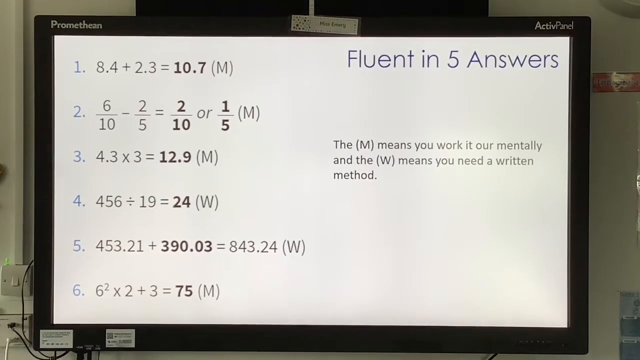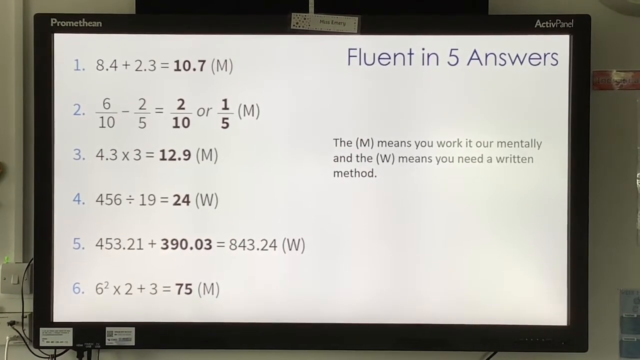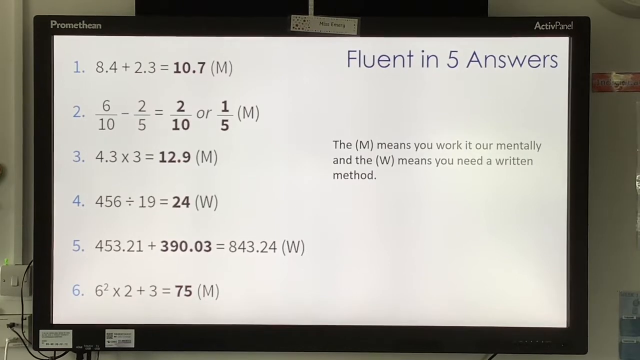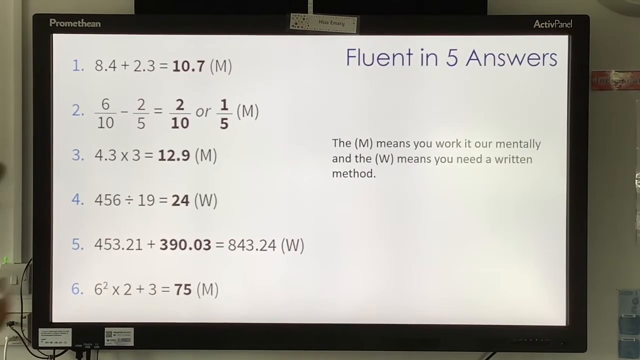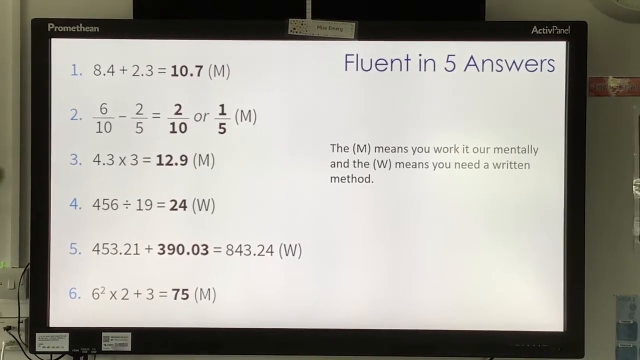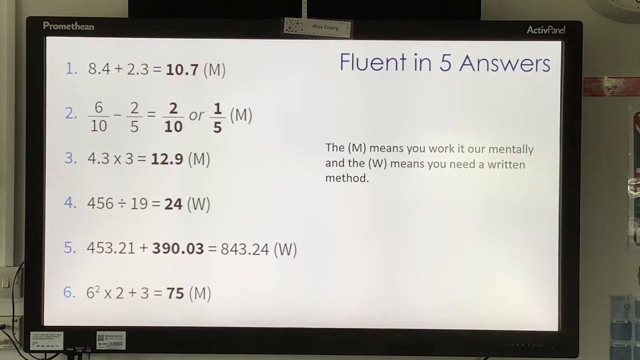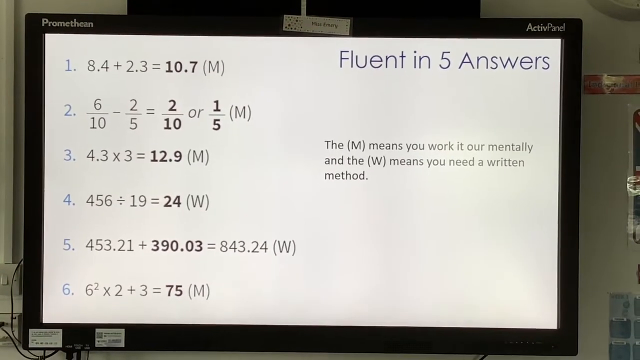So, 8.4 add 2.3 is 10.7. 6/10 take away 2/5 is 2/10 or 1/5. Remember, you would have needed to make the denominators the same. Then 4.3 times 3 is 12.9. 456 divided by 19 is 24.